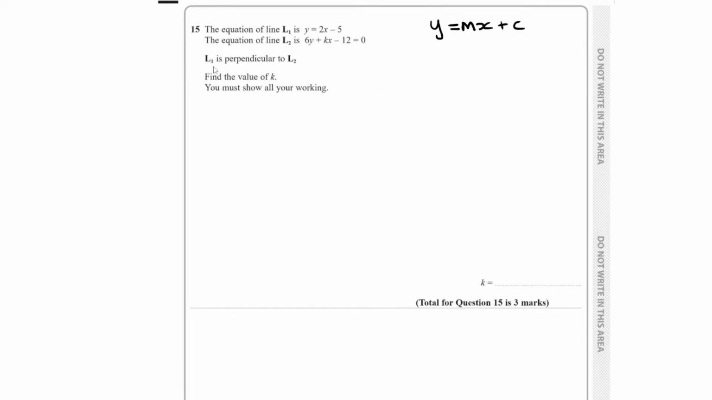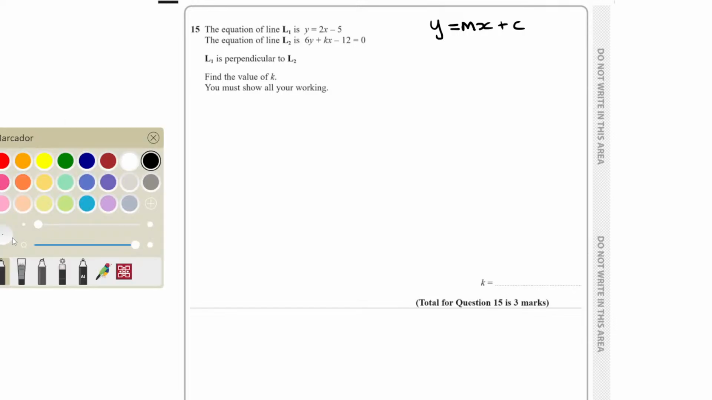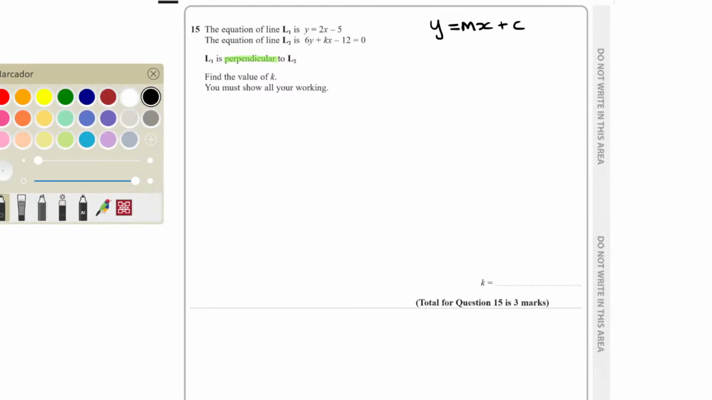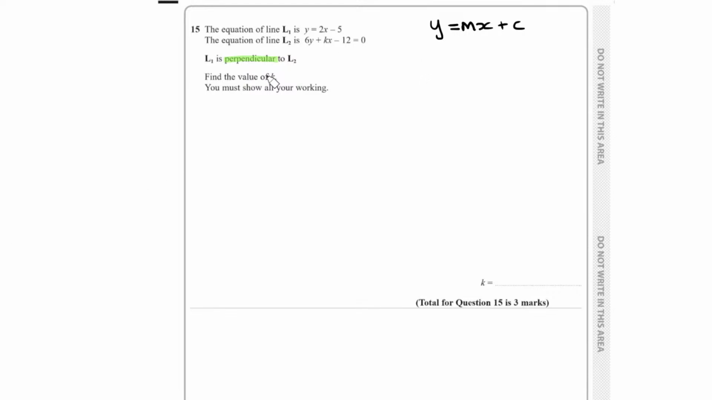Then they've told us that L1 is perpendicular to L2. That's the key piece of information there. Given that, we need to find the value of k. So, perpendicular lines, we should know it's all about the gradient. It means that the gradient is the negative reciprocal. So the gradient of line 1 would be the negative reciprocal of the gradient of line 2, for example.